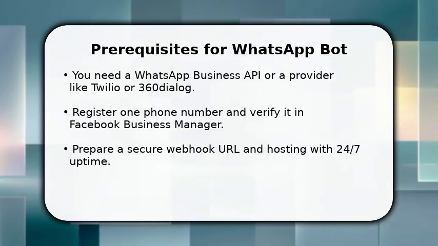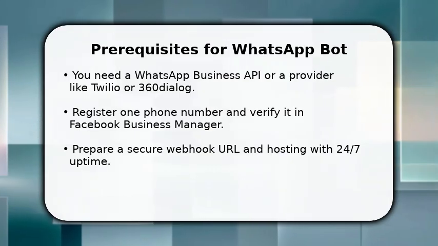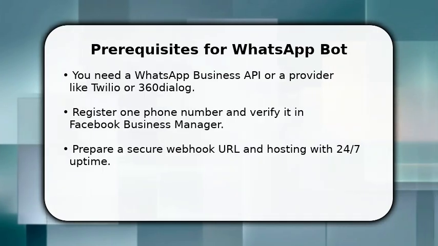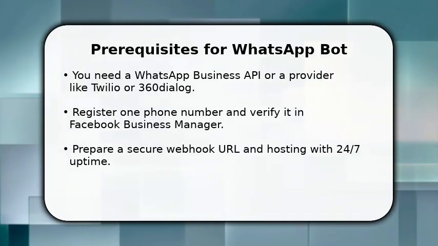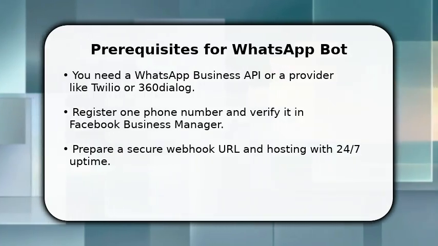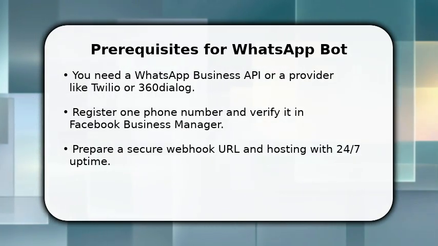First, you must choose WhatsApp Business API or a third-party provider like Twilio. Next, register one phone number dedicated to the bot and verify it in Facebook Business Manager. You will need a verified business account and a display name for messages.